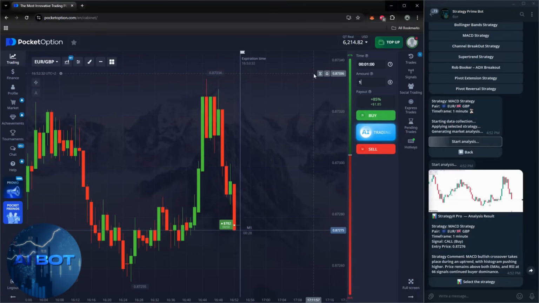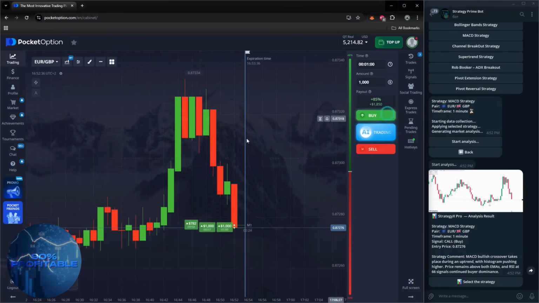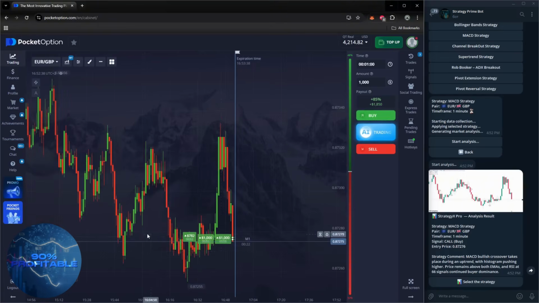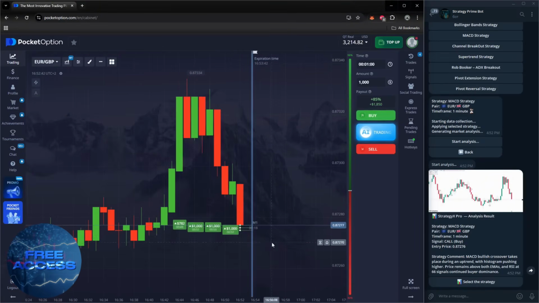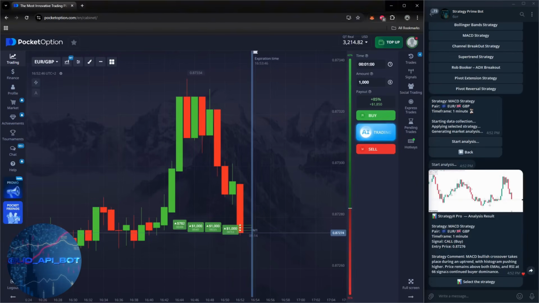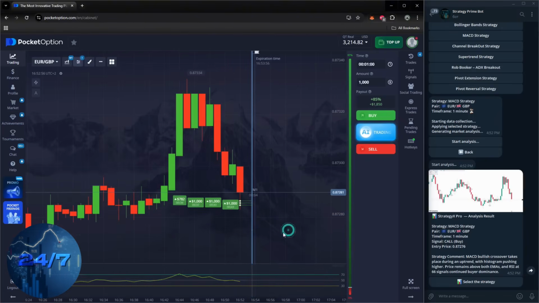Oh, I wanted to place 1,000, didn't account for that. Let's place another 1,000 here and drop another 1,000 because the price is at the level here, so we should see rejection. Obviously come in here. MACD bullish crossover takes place during an uptrend with histogram pushing high. Price remains above both EMAs and RSI at 66 signals continued buyer dominance. Nice analysis once again. The price was above 60.